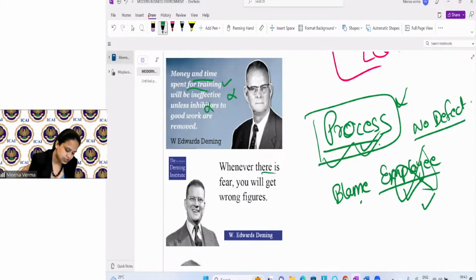Okay, whenever there is fear, you will get wrong figures. So we should work on removing the fear also. We will learn this later. I'll tell you where we will consider this also.